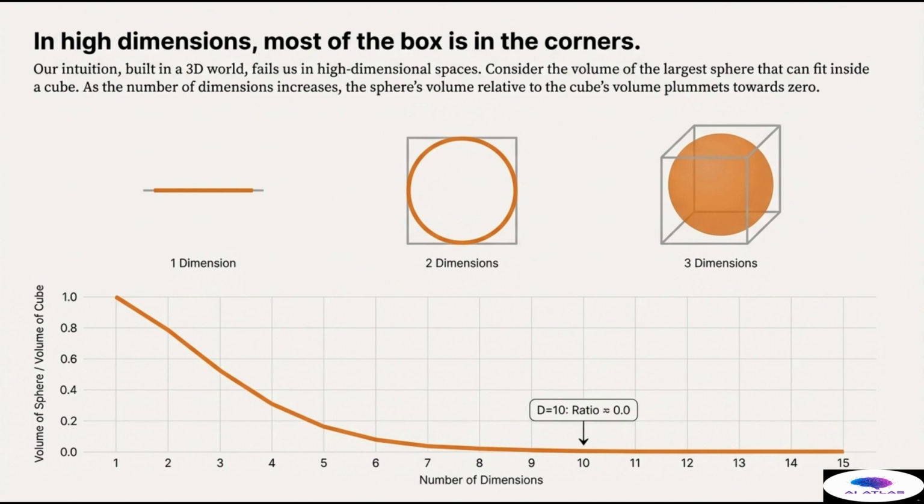As the number of dimensions increases, the sphere's volume relative to the cube's volume plummets toward 0, as clearly demonstrated by the graph. At 10 dimensions, the sphere's volume is virtually 0 compared to the cube. What this means geometrically is that in high dimensions, almost all the volume of the box is concentrated far away from the center, right in the corners. This strange geometry is why distances and boundaries behave so differently when we move beyond 3 dimensions.